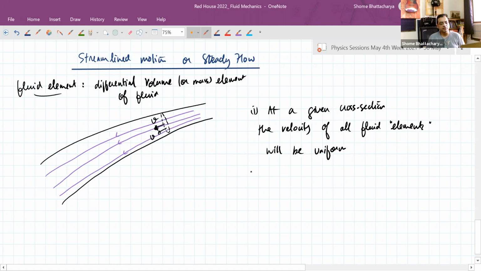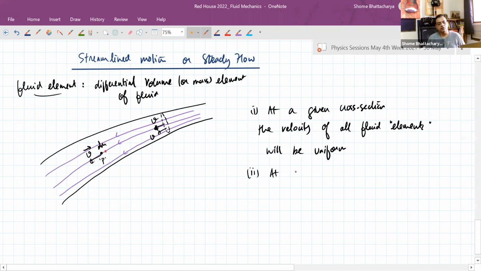Now the next thing is that at any given point in the fluid flow, if a fluid element which is present over here, let's say dm, is having a velocity v at this particular instant of time, then at a later instant of time, this same point is occupied by another particle. So this particle has moved ahead and the particle behind it has come and occupied that point P. So the new fluid element that occupies that position will have the same velocity as the previous one which occupied that position.